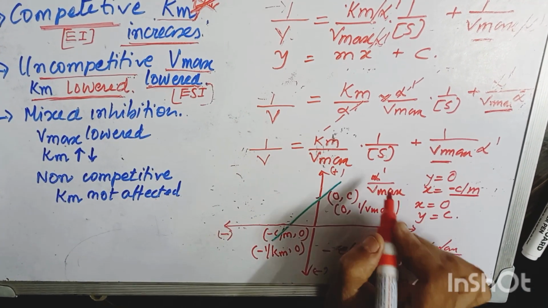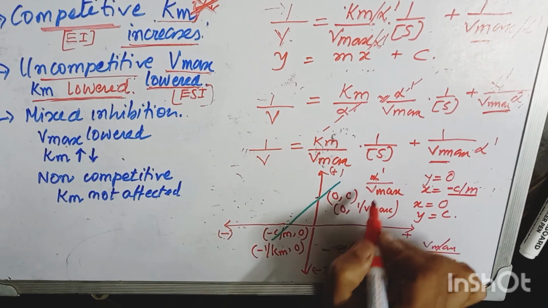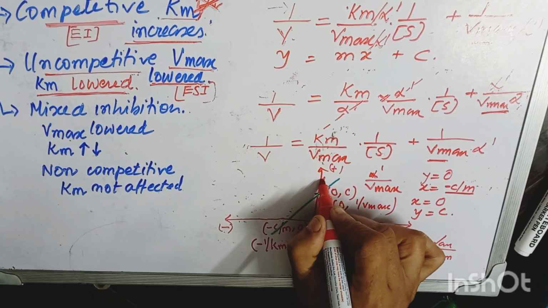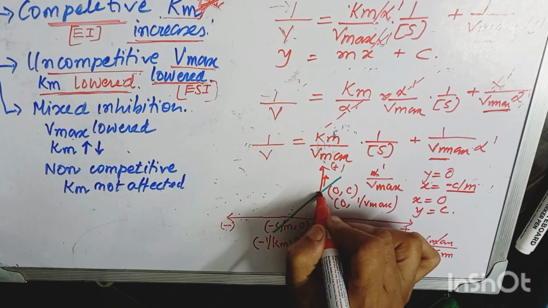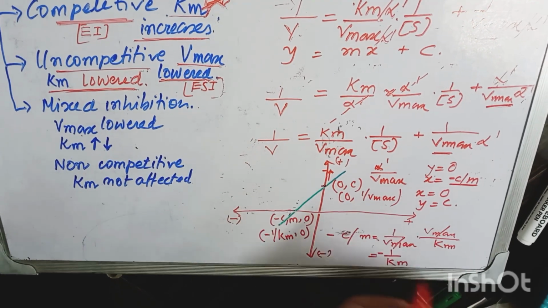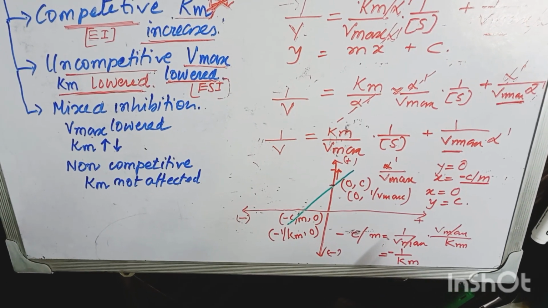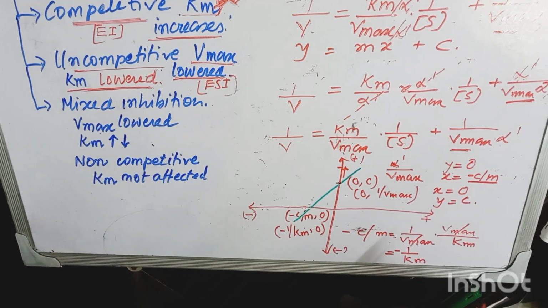Now alpha dash is a factor which is greater than 1, so the point should rise above. So there is a displacement of this point from here to here in case of uncompetitive inhibition.